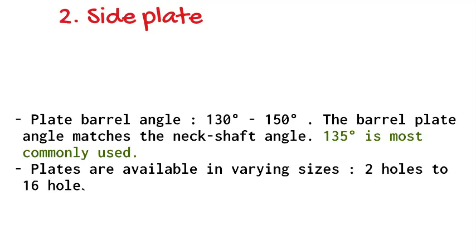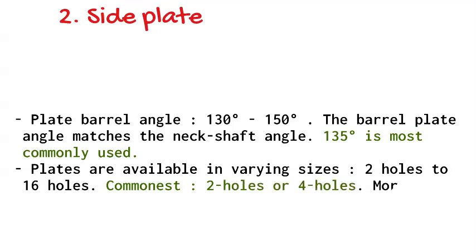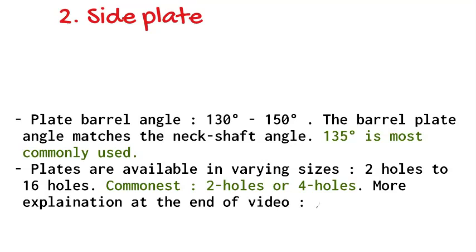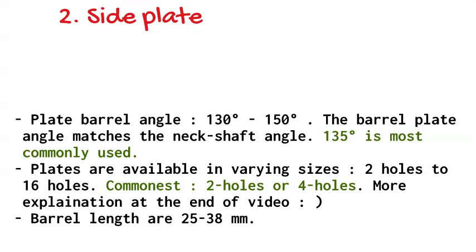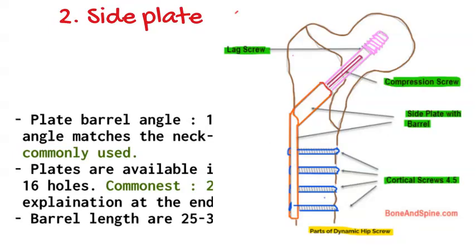Plates are available in varying sizes, 2 holes to 16 holes. Commonest use is 2 holes or 4 holes. More explanation at the end of the video. The barrel lengths are 25 to 38 mm. Again, this figure shows the parts of dynamic hip screw.